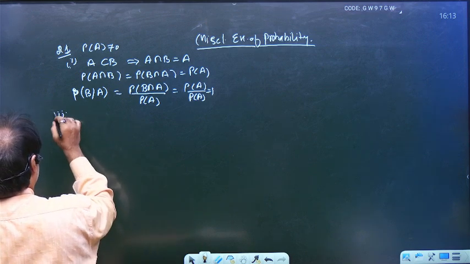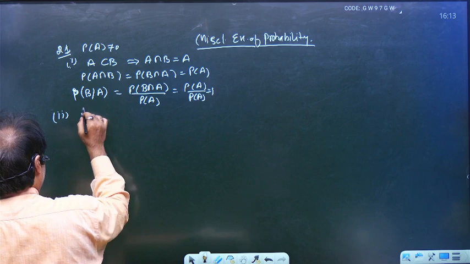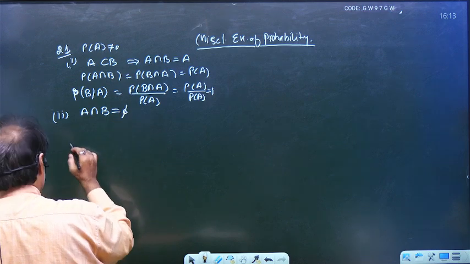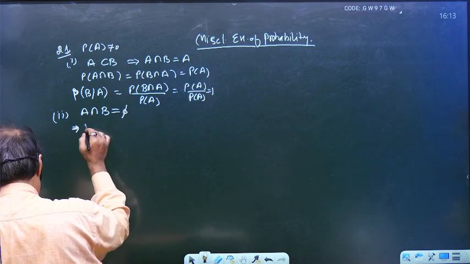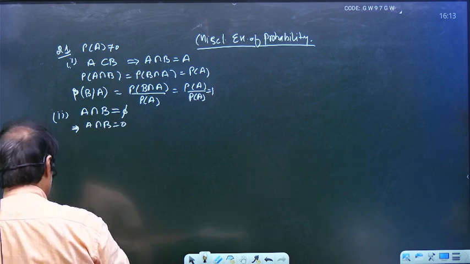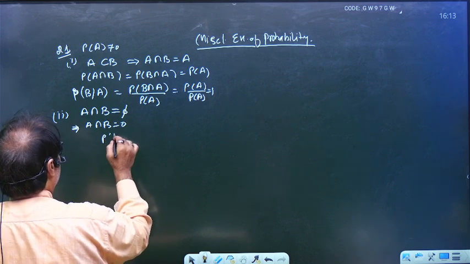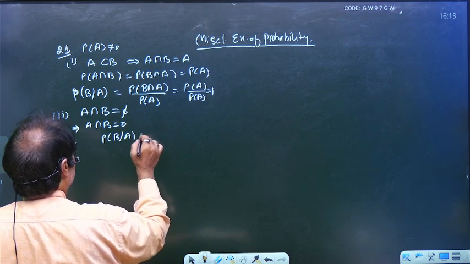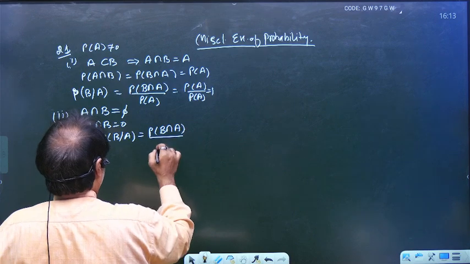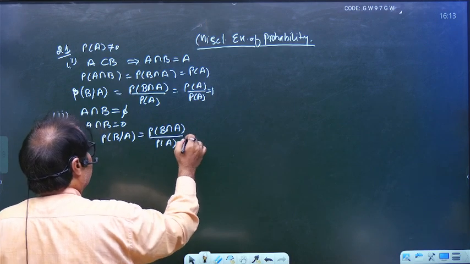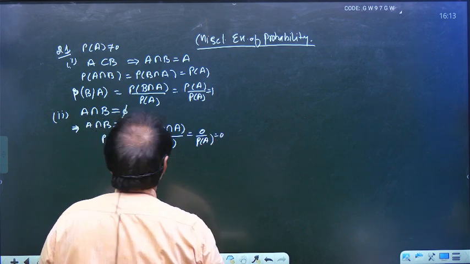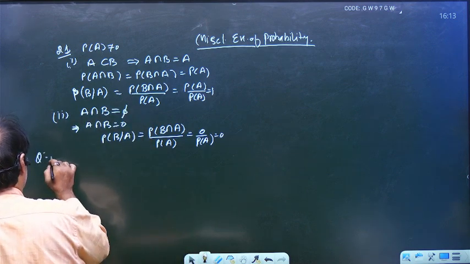And the second case is when A intersection B is the null set, so it means that probability of A intersection B is equal to 0. So probability of B by A in this case is probability of B intersection A upon probability of A, so 0 upon probability of A, that is equal to 0. This was question number 1.